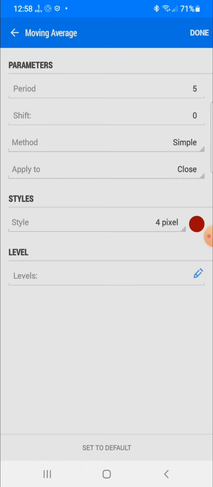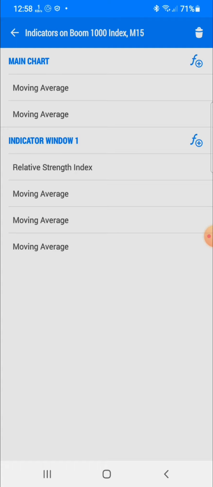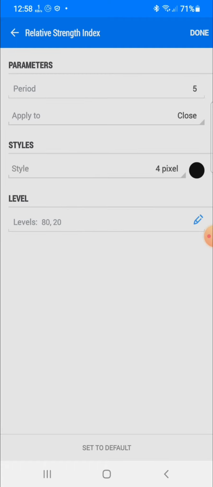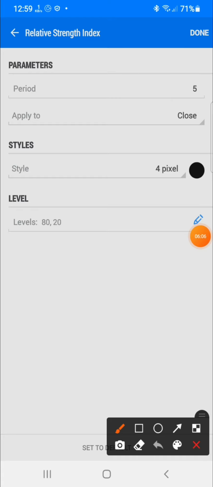For the first moving average on the main chart, period 5, shift 0, you pretty much leave everything the way it is. You don't want to change anything. The second moving average is period 35 and shift 0. These are the main settings for the moving averages on the main chart. On indicator window 1, this is what we have: period equals 5, apply to close, and in the styles, 4 pixels, we want to make it bold.